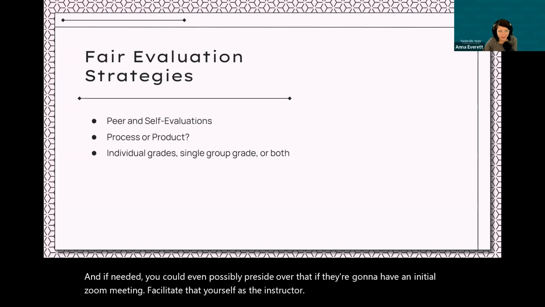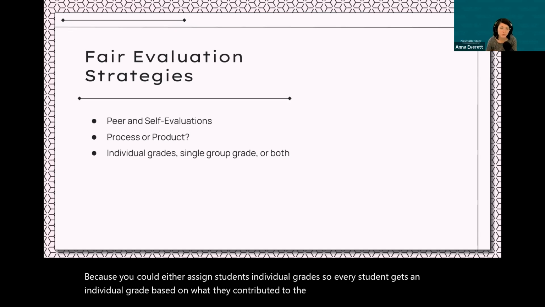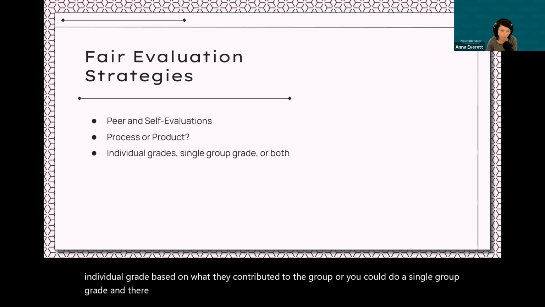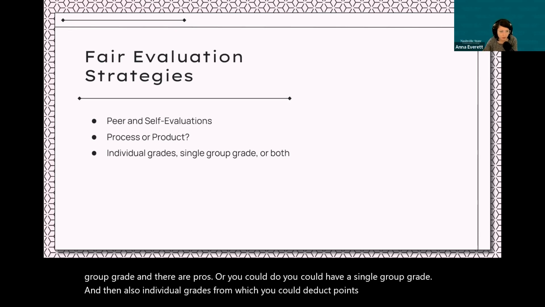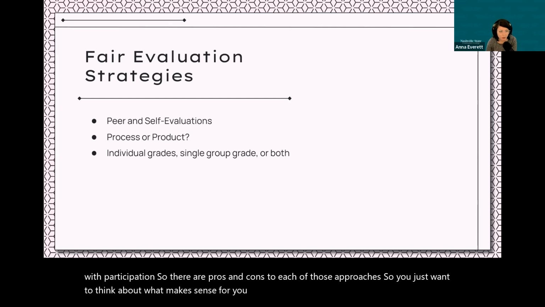And another sticky point, fair evaluation strategies. You'll want to think about how you want to do this, because you could either assign students individual grades, so every student gets an individual grade based on what they contributed to the group, or you could do a single group grade. Or you could do both. You could have a single group grade and then also individual grades, from which you could deduct points if there are issues with participation. There are pros and cons to each of those approaches. So you just want to think about what makes sense for you, and what makes sense for the project.